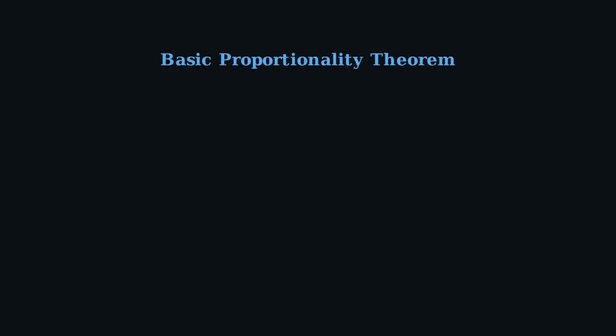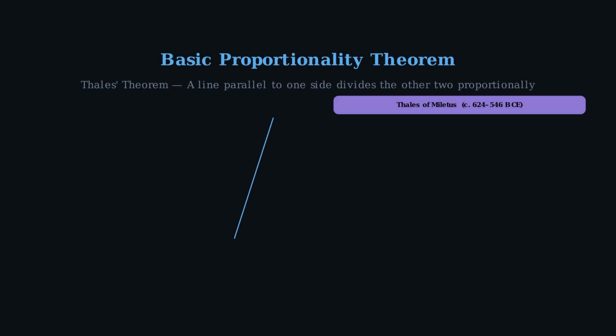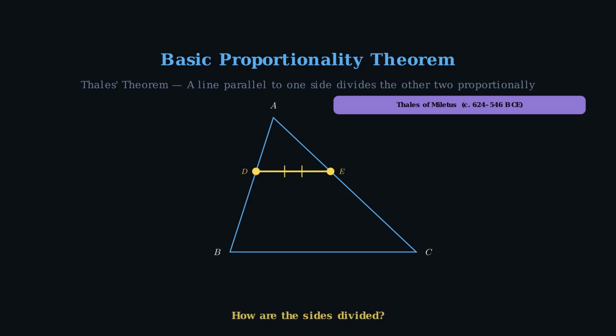The basic proportionality theorem, also known as Thales' theorem, named after the ancient Greek mathematician Thales of Miletus. It answers a fundamental question about triangles. What happens when you draw a line parallel to one side of a triangle? The answer is beautiful and simple.